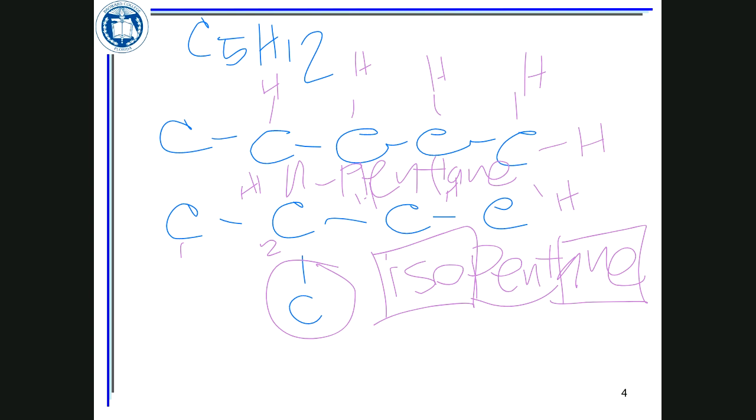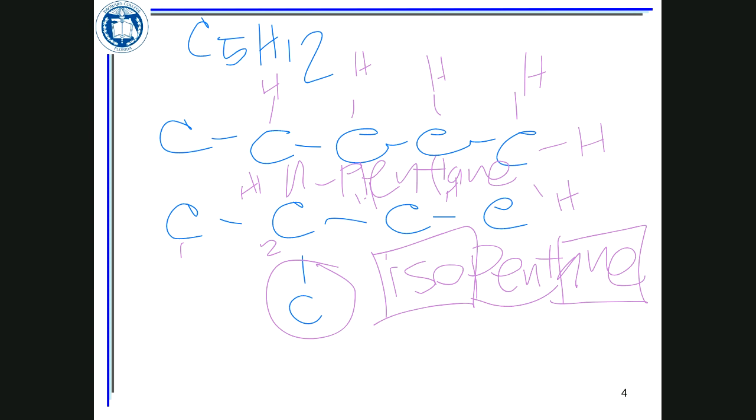There's another possible structure here. Good question. Cis and trans don't exist when you have all single bonds. Remember I said rotation around a carbon-carbon single bond is free. So we don't have cis or trans when it's all single bonds.